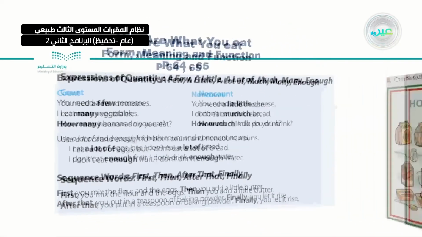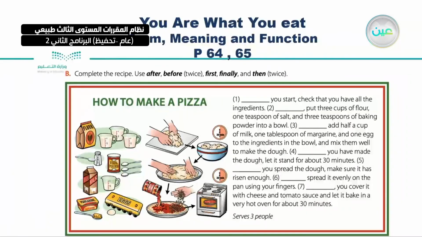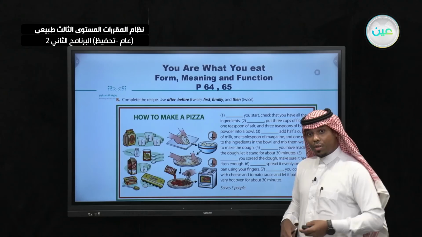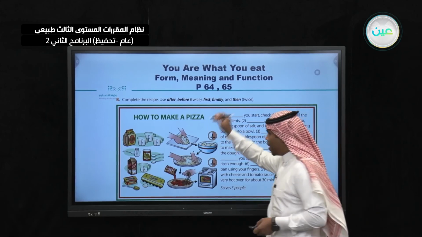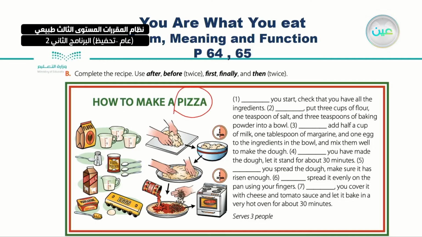Now let's move to make a recipe of your own, of course, with the help of this one, how to make a pizza. So here I'm talking about making a pizza. So complete the recipe. Use what? After or before. And you can see here how many times I could use before, twice, first, finally, and then also twice. Okay, let's start.